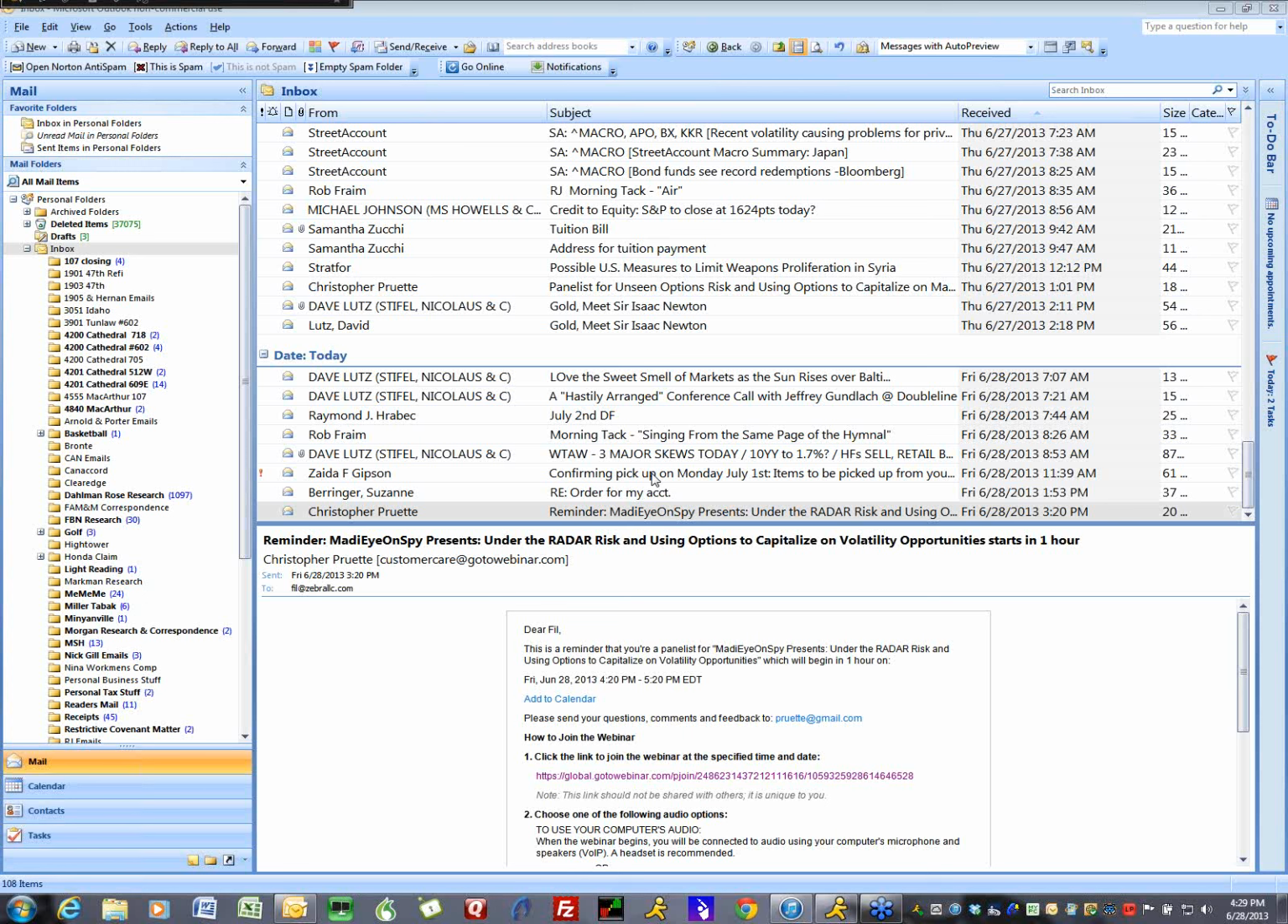So first of all, the basic pricing of options is done through the Black-Scholes model.